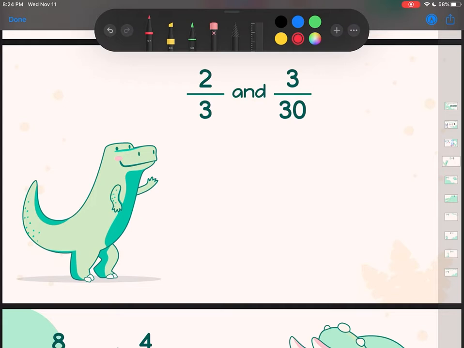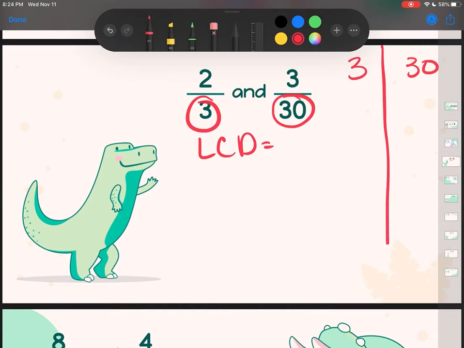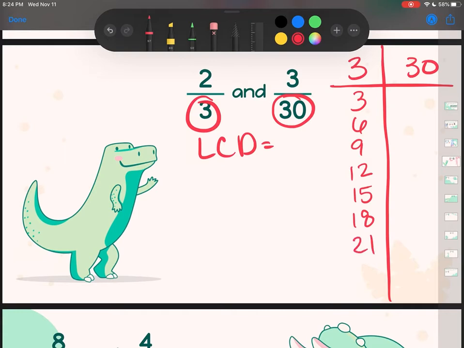Let's look at the next one. So all we're doing for finding multiples is just skip counting by these numbers. So I've got 2/3 and 30. So I'm finding the least common denominator of 3 and 30. So those are the numbers we're going to skip count by. So 3 and 30. 3 would be 3, 6, 9, 12, 15, 18, 21. 30 would be 30, 60, 90, 120.